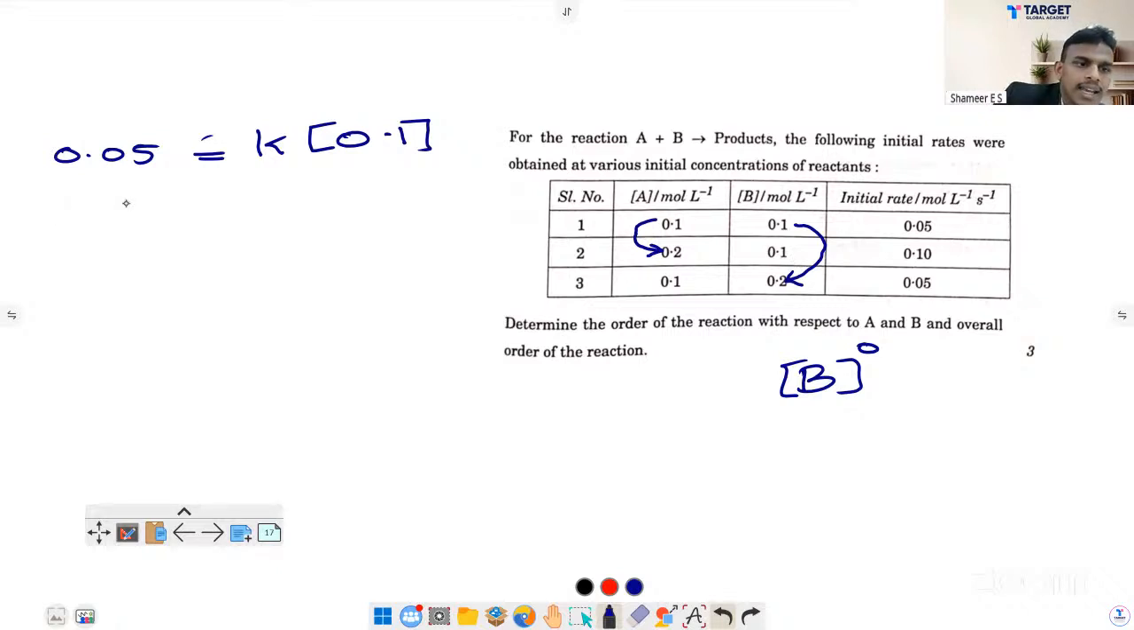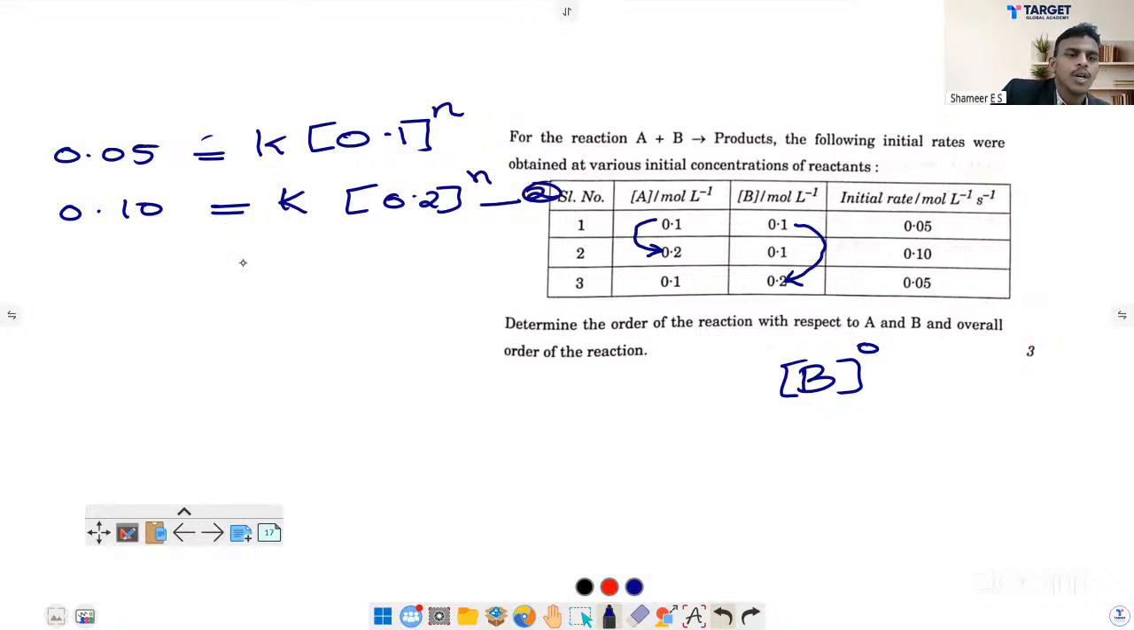In the second case, 0.10 is equal to K into [A] raised to n. We don't know that n, so we should find out that n: 0.2 raised to n. Now divide equation 2 by 1. You will get 0.10 divided by 0.05 equal to K, and K will cancel. 0.2 divided by 0.1 is 2, so 2 raised to n. So the value of n is 0.